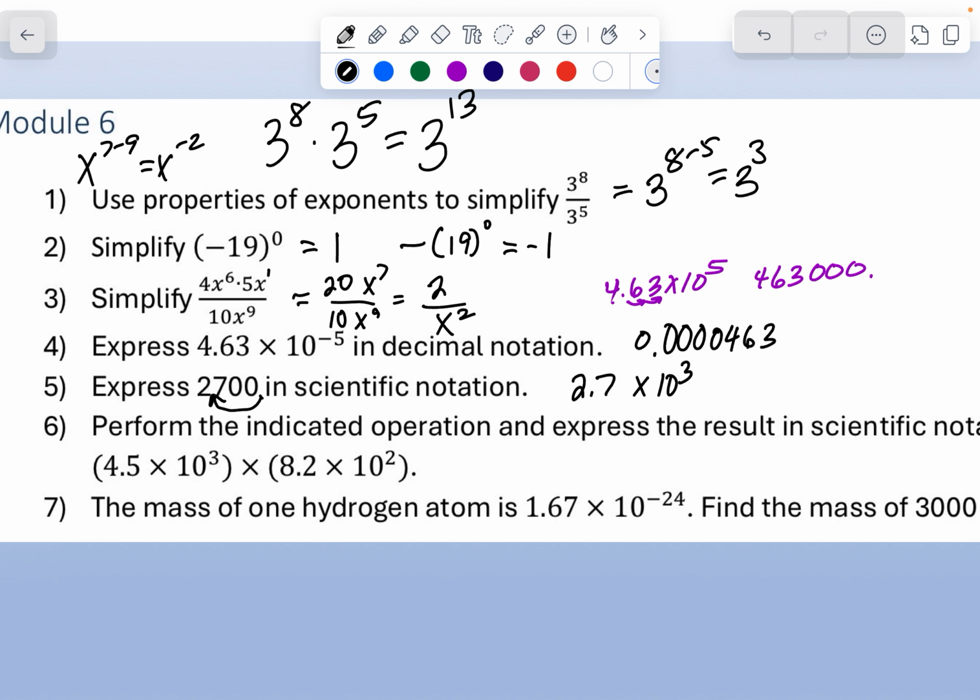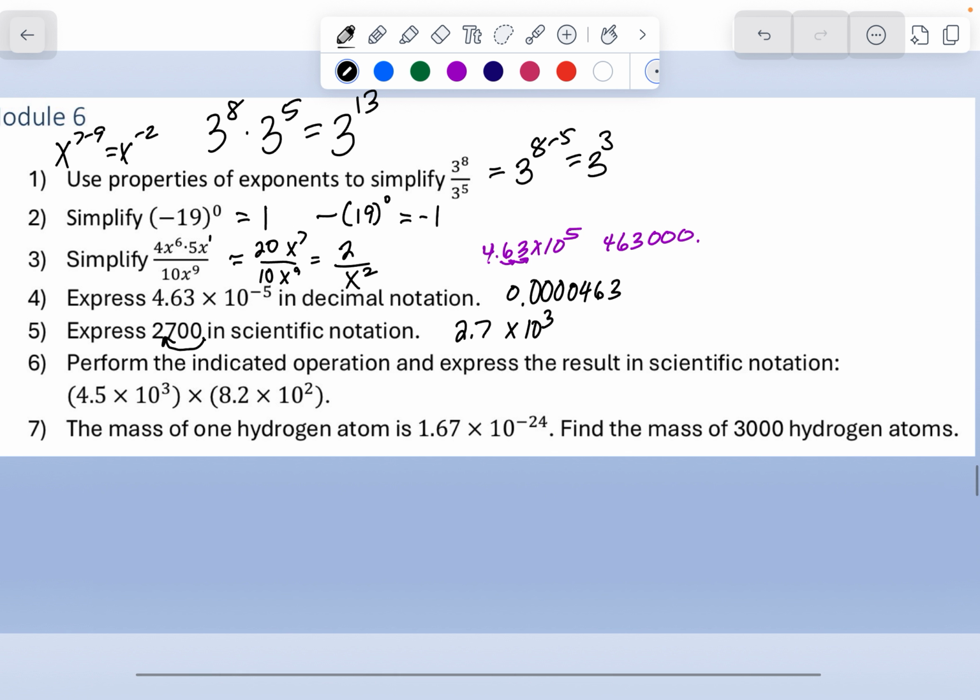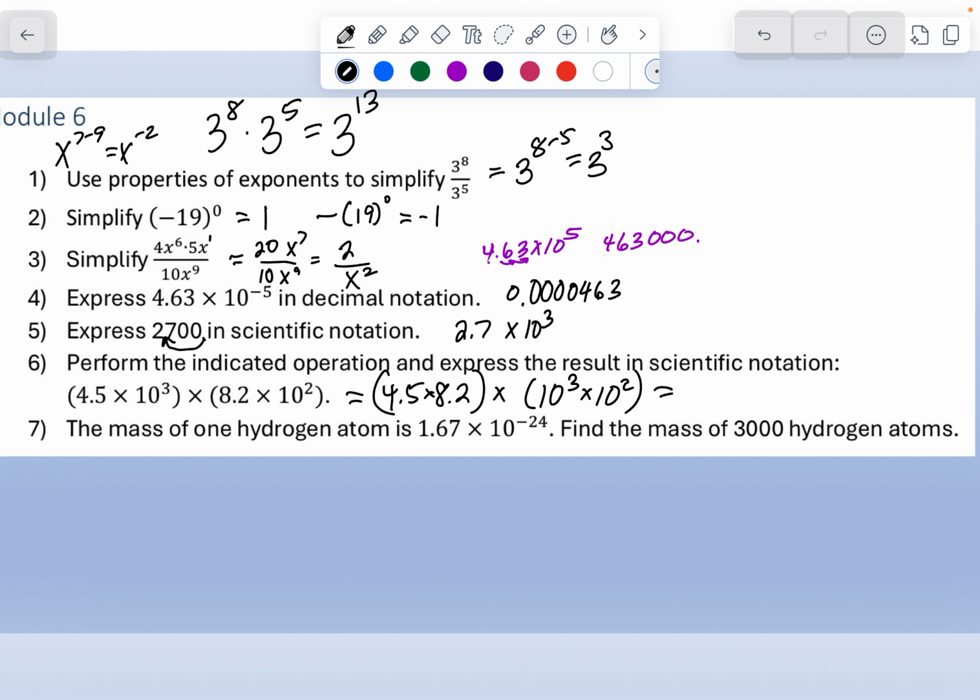Now let's take a look at 6. When multiplying or dividing things in scientific notation, multiply or divide the front pieces. So you would do 4.5 times 8.2. Okay. So do that first, and then take care of the tens. 10 to the 3rd times 10 to the 2nd. Now, 4.5 times 8.2 is 36.9. And then 10 to the 3rd times 10 to the 2nd, keep the base, add the exponents.